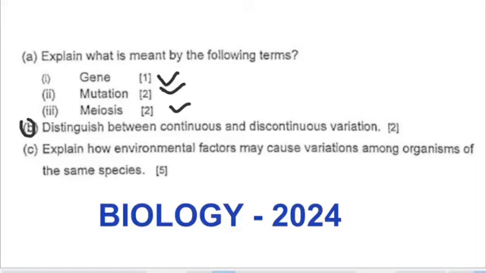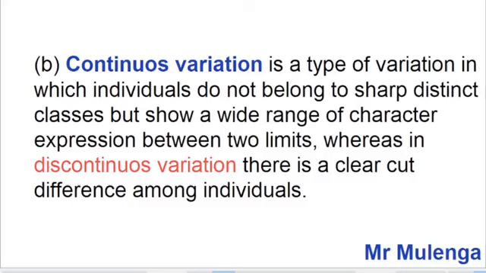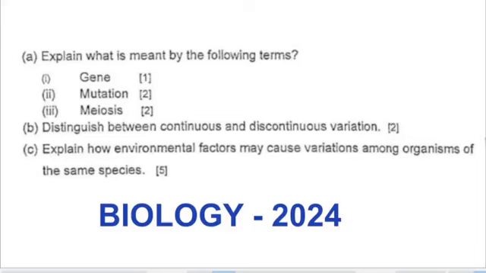So here we have said that the difference between continuous and discontinuous variation is that continuous variation is a type of variation in which individuals do not belong to sharp distinct classes but show a wide range of character expression between 2 limits, whereas in discontinuous variation there is a clear-cut difference among individuals. So that is the difference between the two. So we have answered this question.